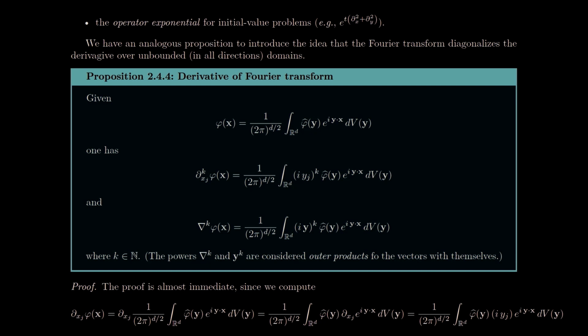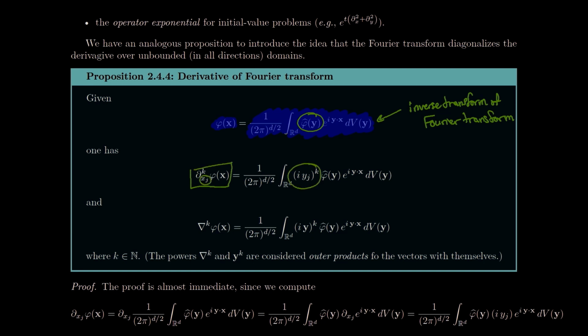So I've got the same sort of proposition you saw in the last video, which is if I have a function which I'm representing as the inverse transform of a Fourier transform, so I'm just representing it as reconstructed from its own Fourier transform, I can then take a derivative of it in the j variable by exactly adding i times the jth component of y to the kth power.